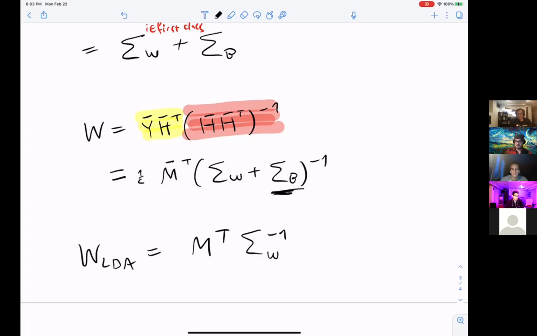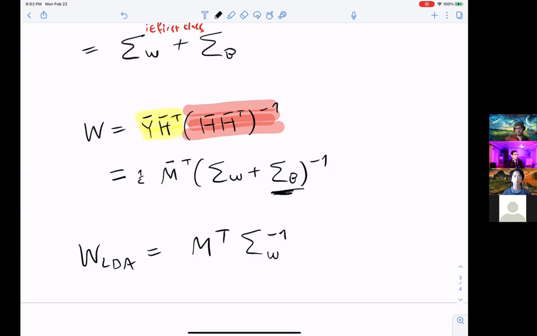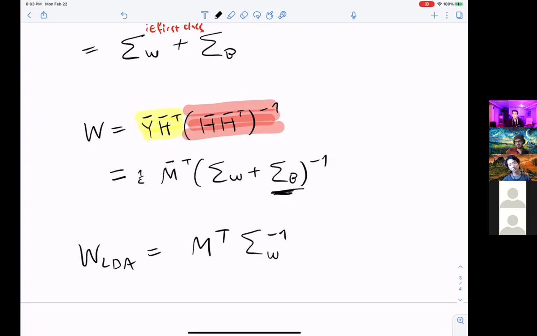Is there any condition on sigma B? What kind of condition? Do you have any condition in mind that you would like, maybe? So sigma B has a rank of C minus 1. That's one condition. Because it's a sum of C elements of rank 1 matrices, but you have a global mean subtraction which eliminates one rank.